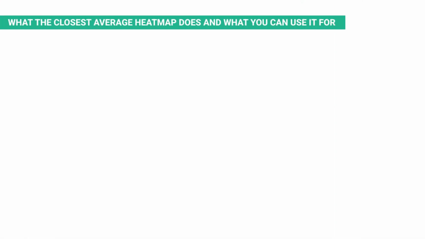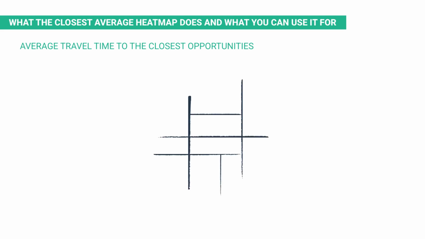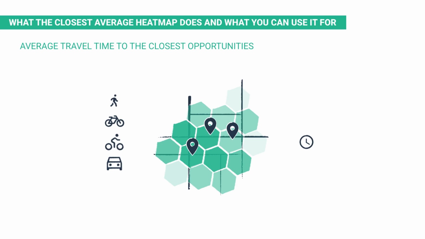Let's take a quick look at what the closest average heat map does and what you can use it for. It shows the average travel time to the closest opportunities. Based on real street network data and the selected travel mode and travel time limit, the tool calculates how long it takes on average to reach the set number of destinations from each hexagon within the set time limit.